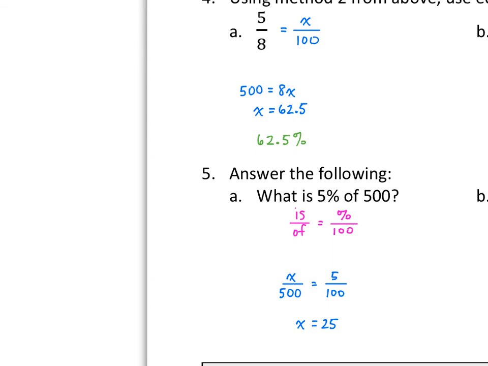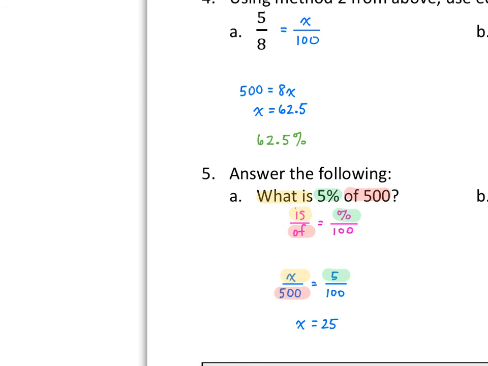Now we're going to set up using method 2, that is is over of equals a percent over 100, to solve the rest in example 5. Okay, so we need to set up a proportion, right? So part A says, what is 5% of 500? So it's is over of equals the percent over 100. So the what is portion, that's what we're trying to find. That's our is, that's our x, okay? The 5%, that's our percent right there, okay? And then the of 500 portion is the of part, all right? And we get that.